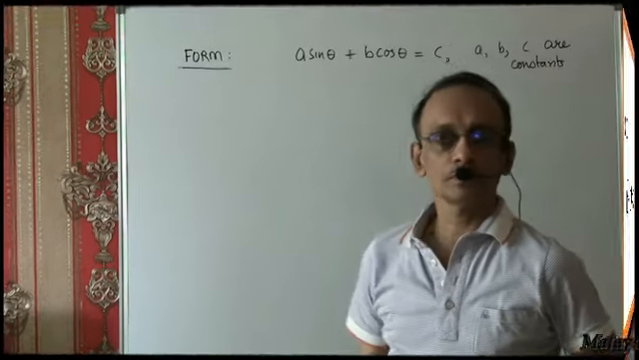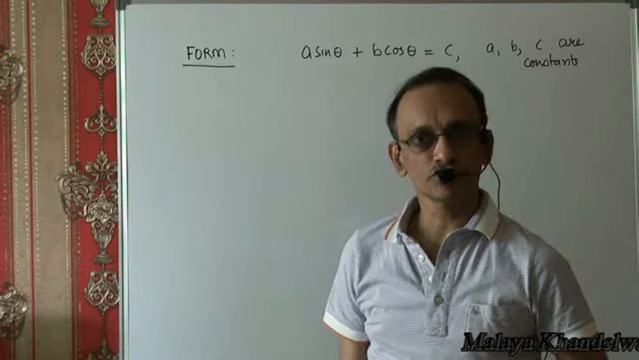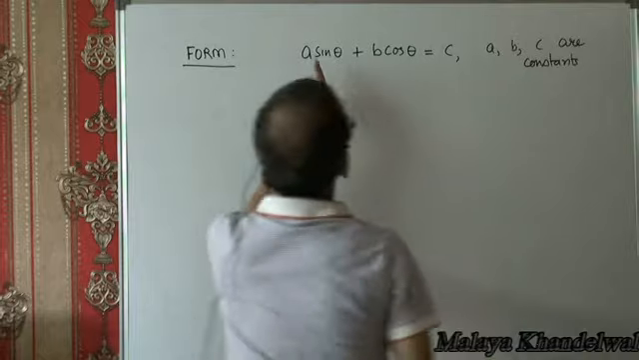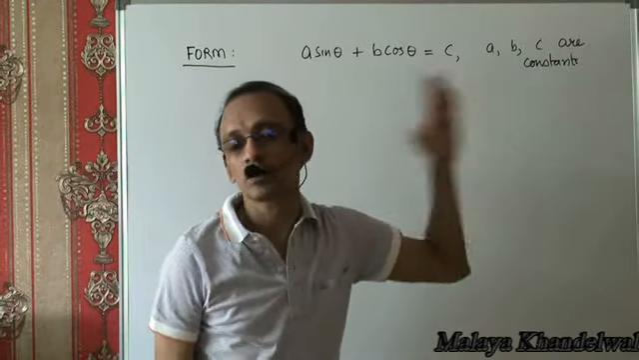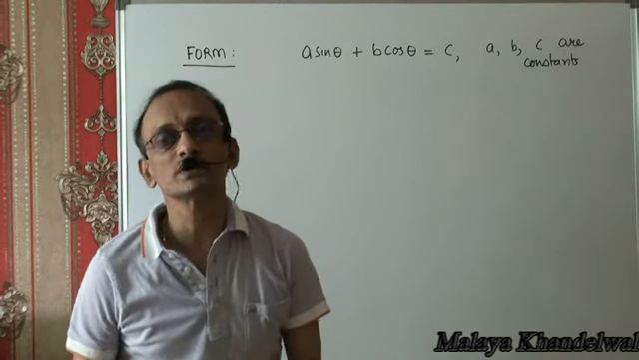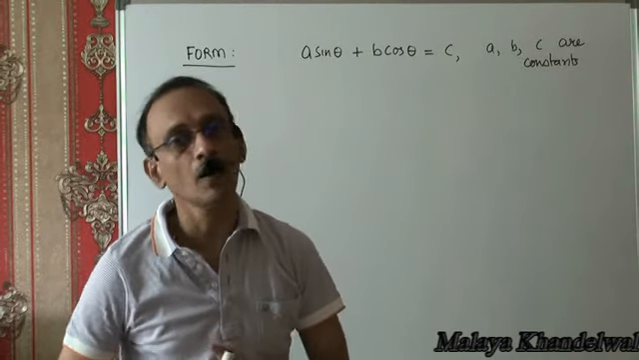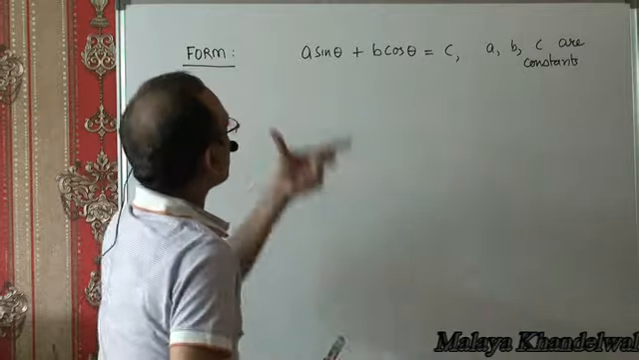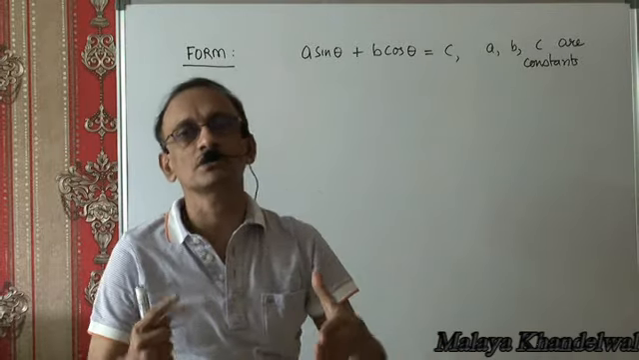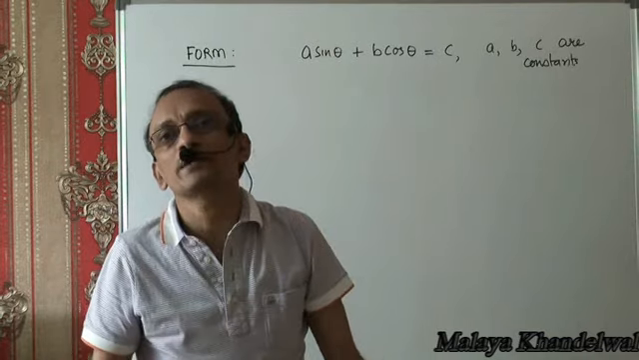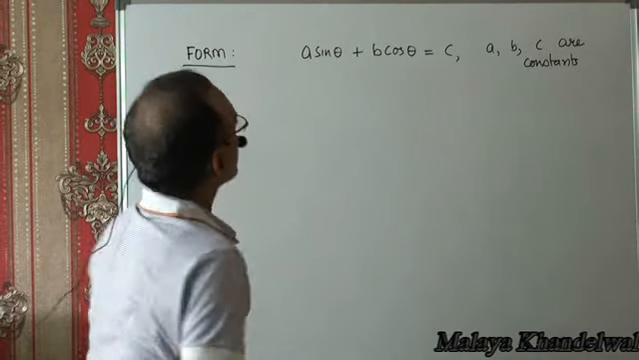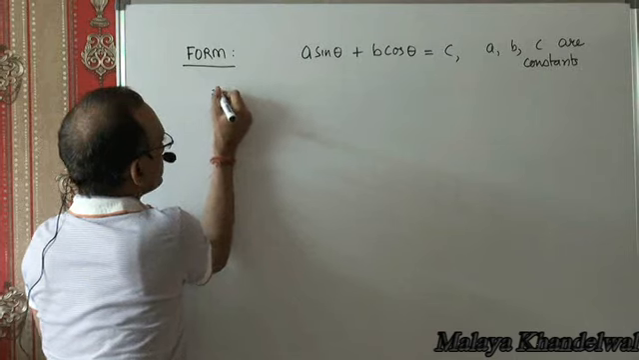So another form in our journey into trigonometric equations that we are going to encounter is a sine theta plus b cos theta equals c, where a, b, c are constants. Now, how does one solve an equation of this kind? There is a very regular way of dealing with a sine theta plus b cos theta. You divide by root a square plus b square.